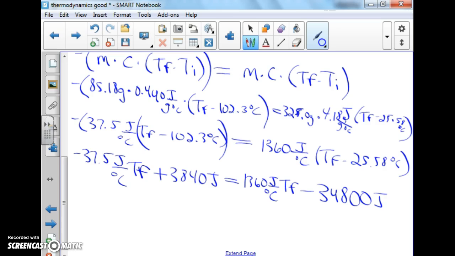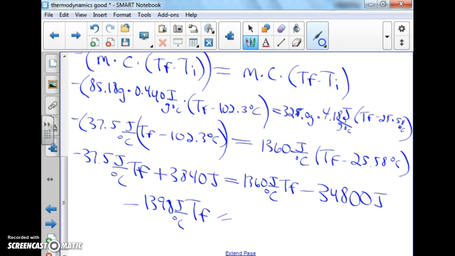So I have to subtract the 1360 TF from both sides to get both TFs on the left side. When I do that, it's going to be negative 1398 joules per degrees Celsius TF. Again, what did I do? I subtracted the 1360 from both sides. When I subtract 1360 from the right, it goes away. And then when I bring it over here, I have a minus plus a minus. That's why it's negative 1398.